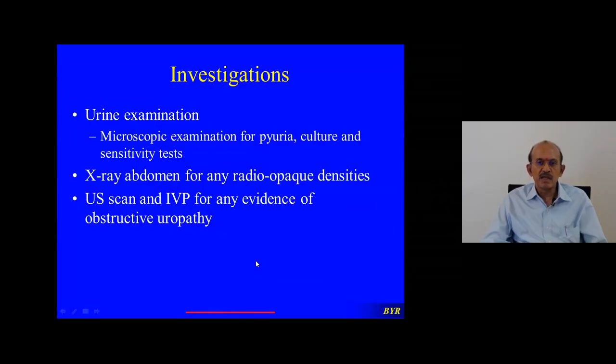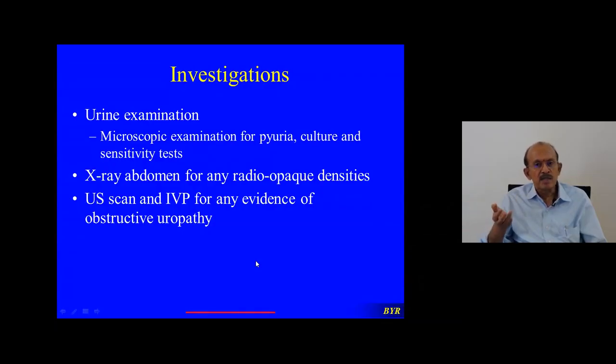So whenever there is stasis, that will promote infection. Once you do urine examination, if there are a lot of pus cells and the culture test shows that so-and-so bacteria is responsible, and if the bacteria are more than 1 lakh per ml in a culture population, then definitely you say it is an infected kidney.